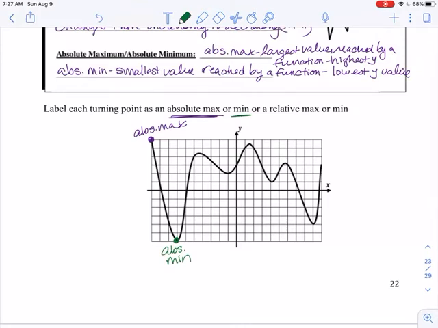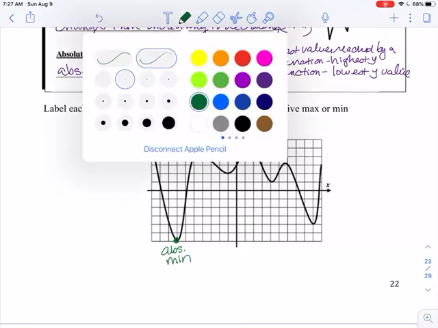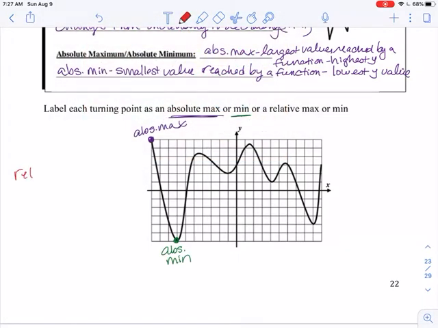Okay, and then my relative max or min is basically any turning point. So relative max or min is any turning point. So here I have a relative max. Here I have a relative max. Here I have a relative max. Any turning point. And the max is when I go from increasing down to decreasing.